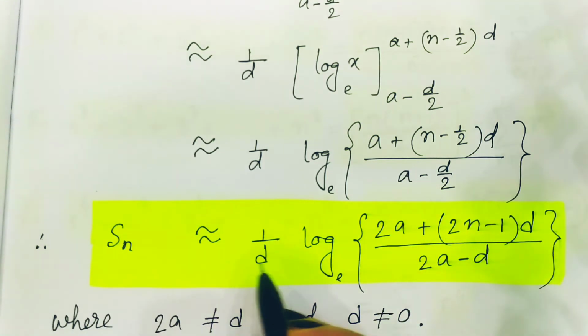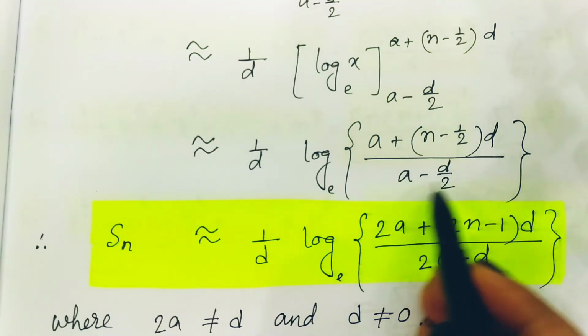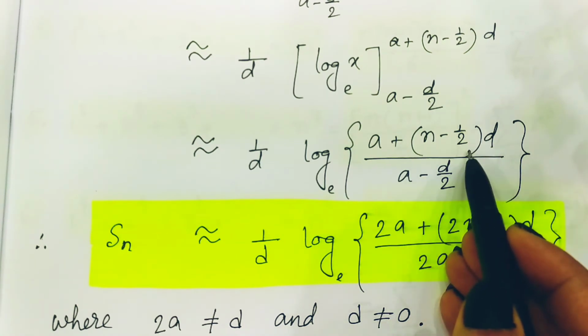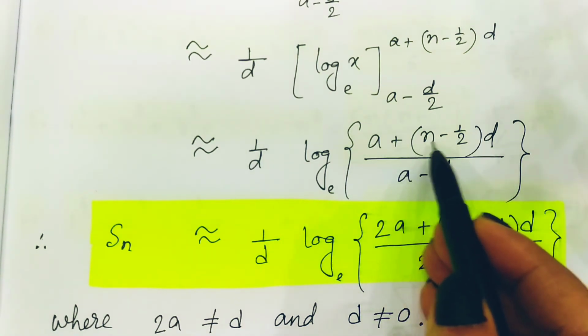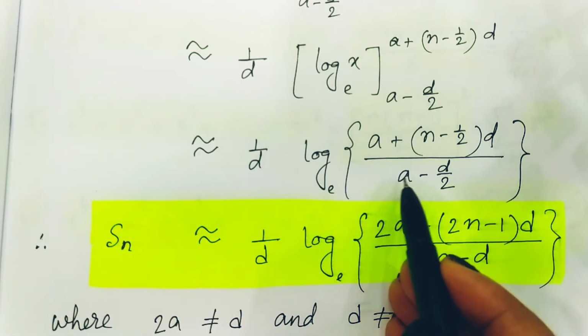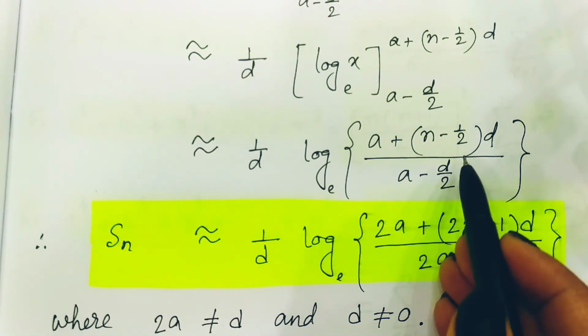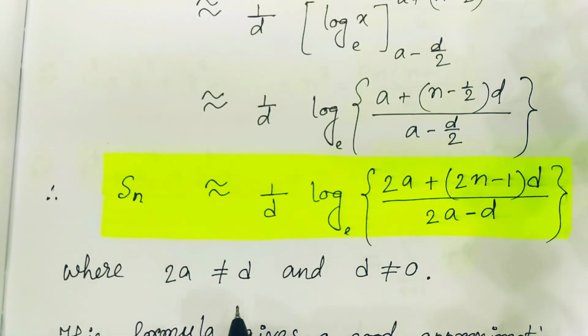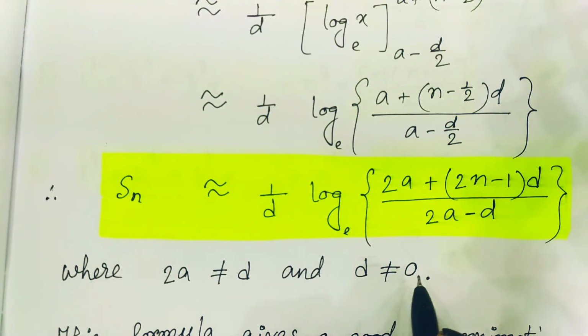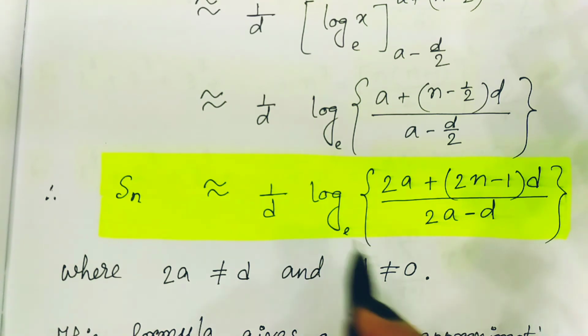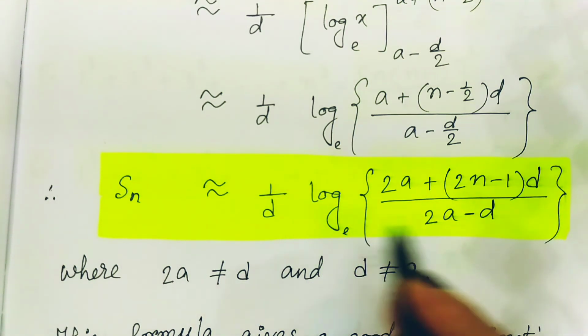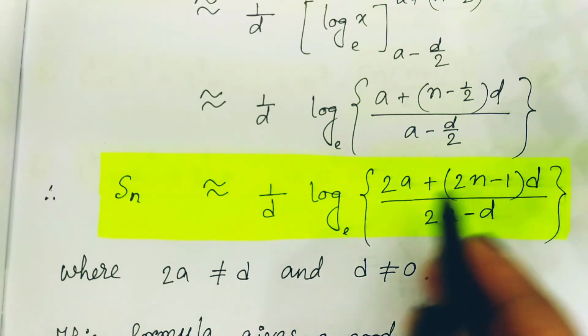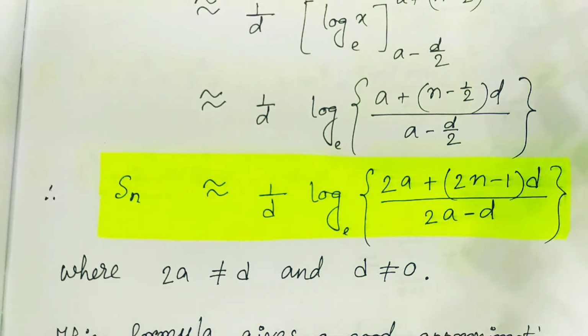So Sn is equal to this, and we can simplify. If we take the LCM 2 here, it is 2a plus 2n minus 1 into d divided by 2a minus d, and the 2 cancels out. So we will find this one. Here, 2a should not be equal to d and d is not equal to 0, because if d is equal to 0 it is undefined, and if 2a is equal to d, then also it is undefined. In this way, the formula gives a good approximation to the given sum.